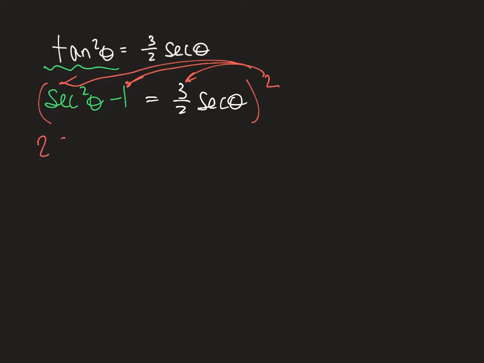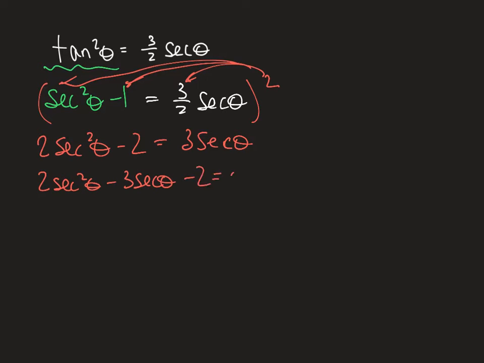So I've got 2 secant squared theta minus 2 equals 3 secant theta. And of course, this is going to be a factoring. So I'm going to subtract 3 secant from both sides. So I have 2 secant squared theta minus 3 secant theta minus 2 equals 0. And yes, again, guys, if you wanted to, you can put it in terms of just plain old algebra: 2x squared minus 3x minus 2 equals 0.